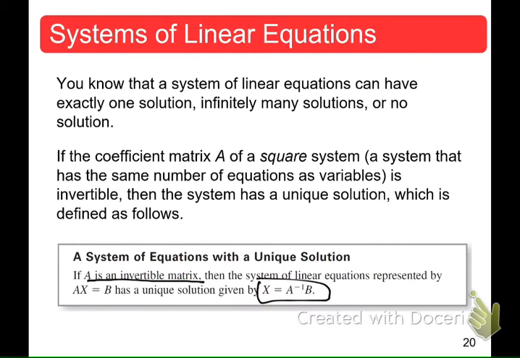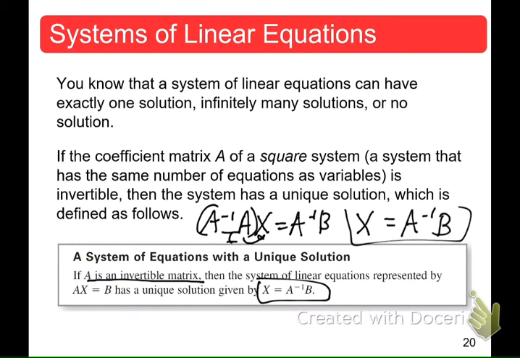So where does this come from? If I multiply A inverse by both sides of my matrix equation, then of course this equals I, and I times X, the identity matrix, just gives me X is the A inverse times B.